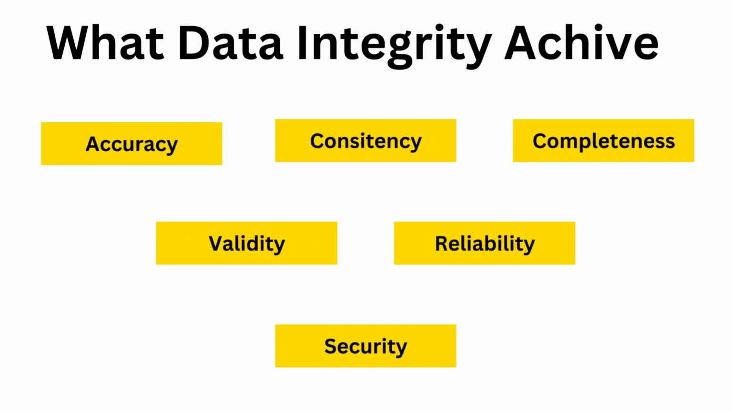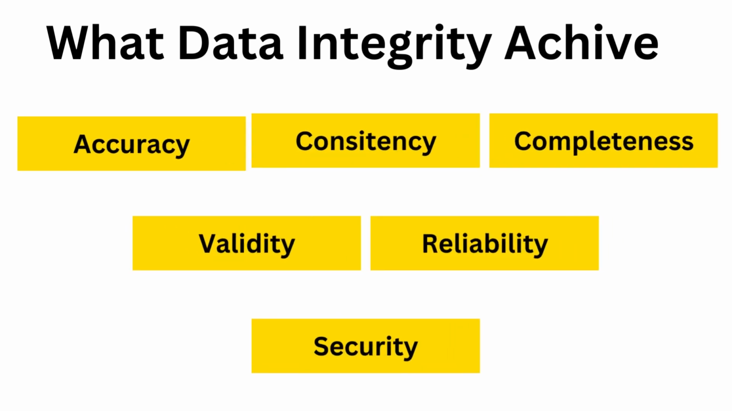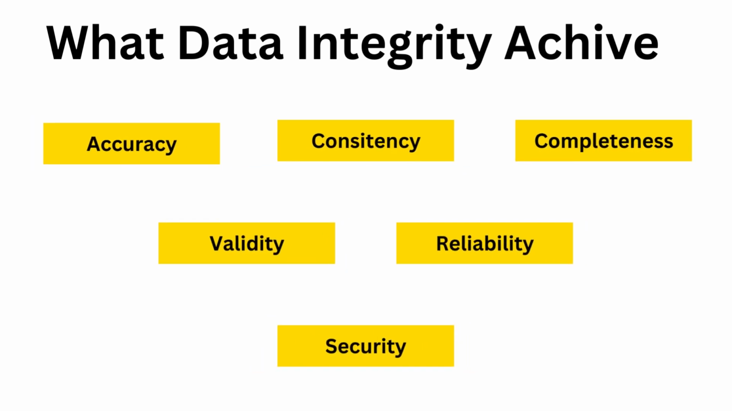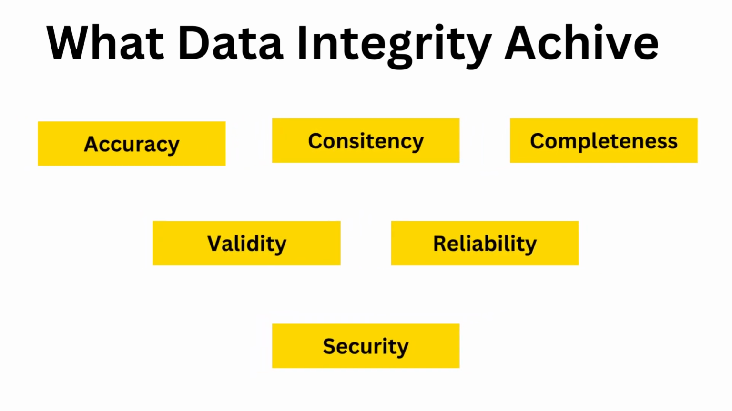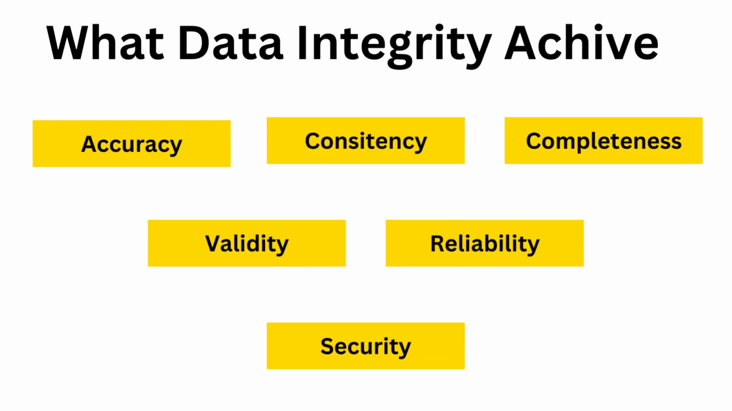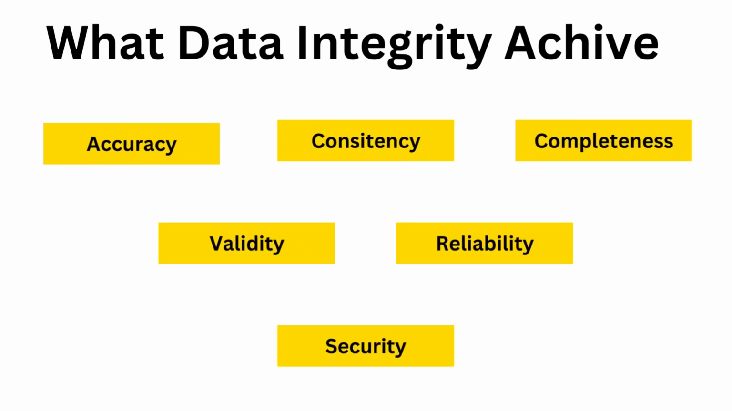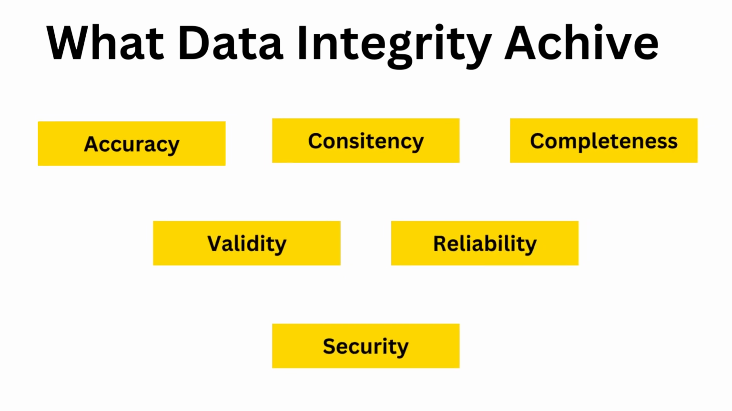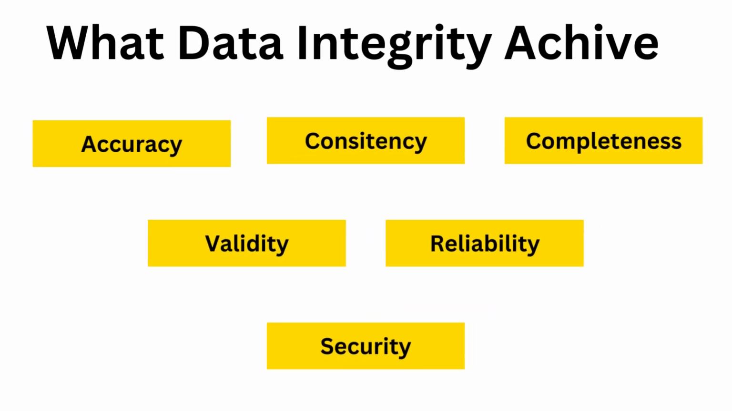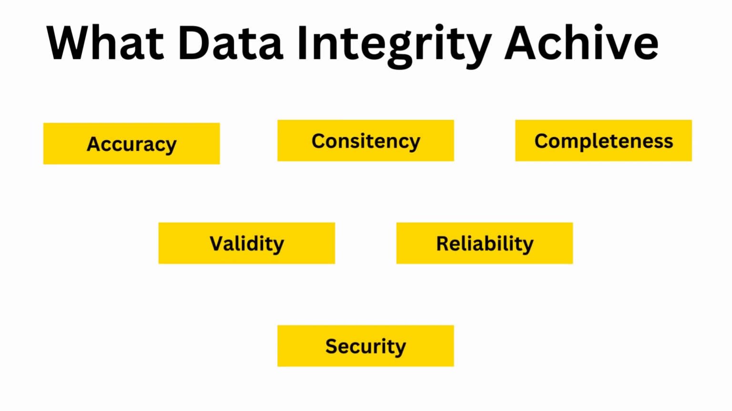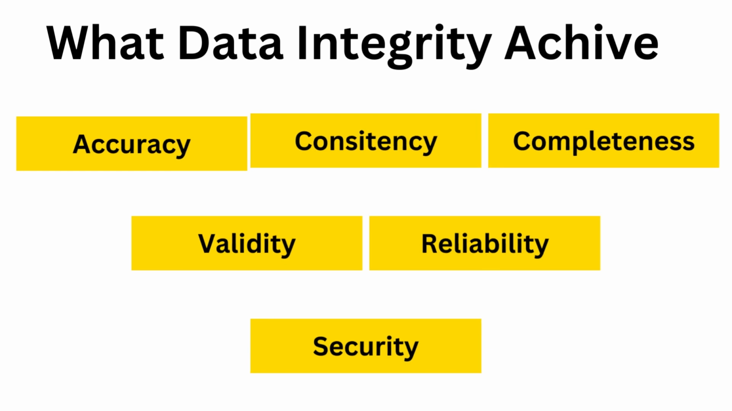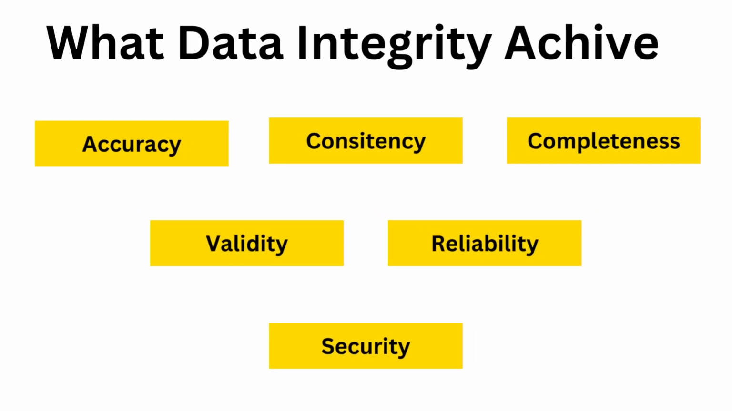Through data integrity, what are we going to achieve? Data integrity is a crucial concept in the world of data management, ensuring that data remains accurate, consistent, and reliable throughout its life cycle, right? So it aims to achieve several key objectives, all of which are essential for maintaining the trustworthiness of data. So, what does data integrity try to achieve? Let's see. We discuss six aspects here.